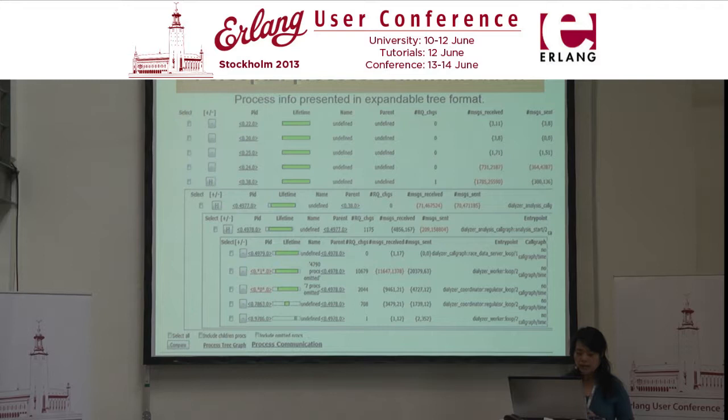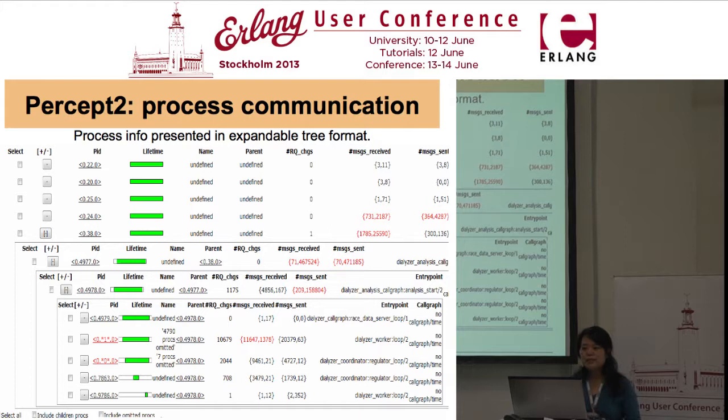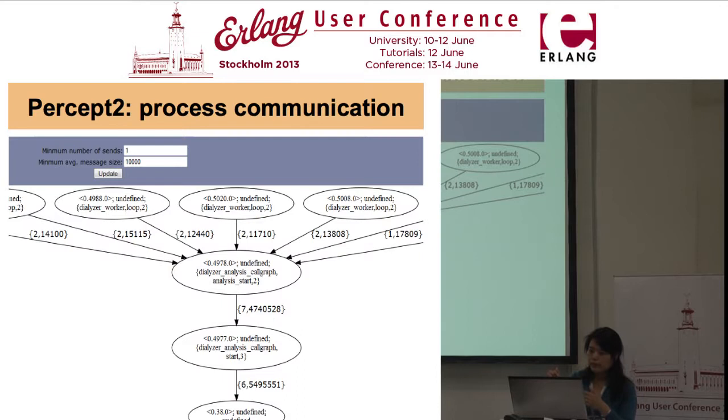Another option is process communication. On this page, we show you some information about messages sent and received, but it doesn't tell you which process to which process. There's no correspondence between processes. So if you press the process communication button, we show the actual sends between processes, from which process to which process.